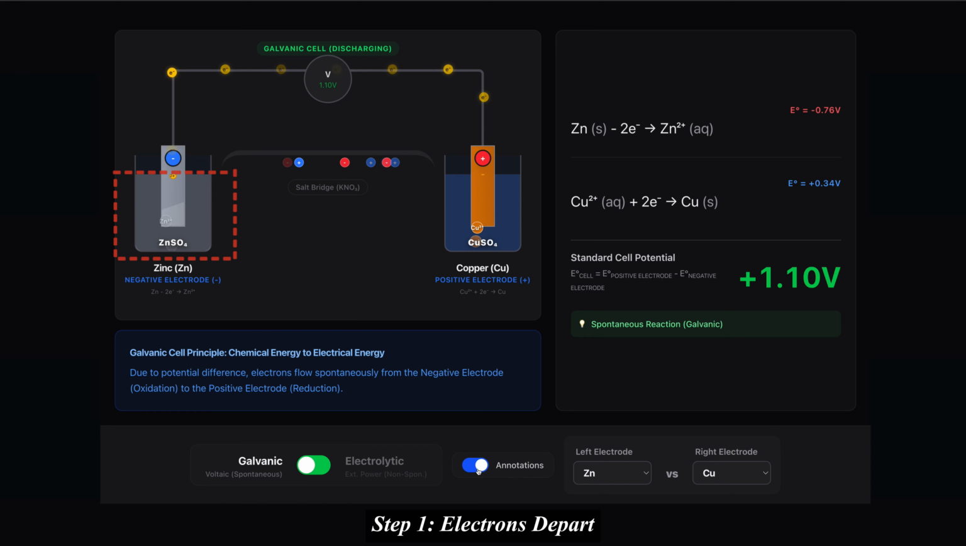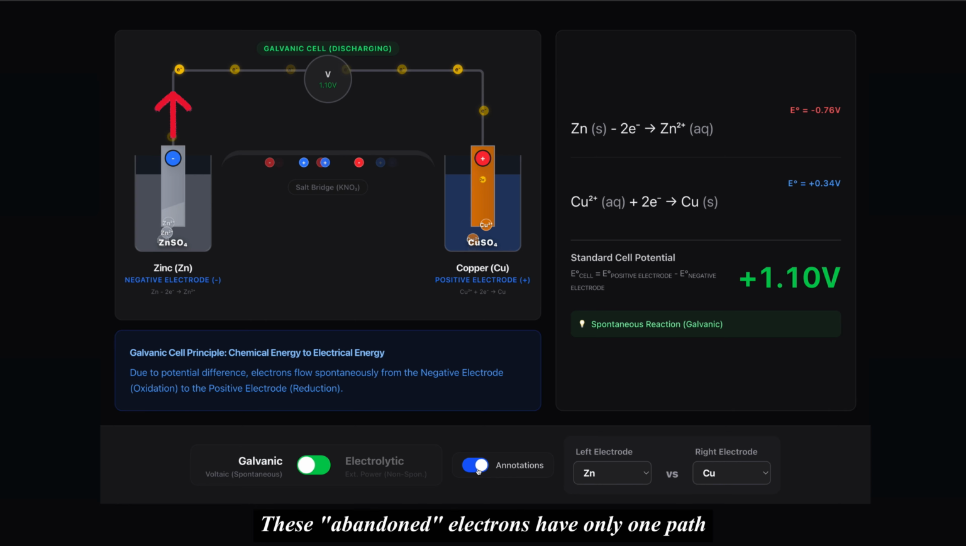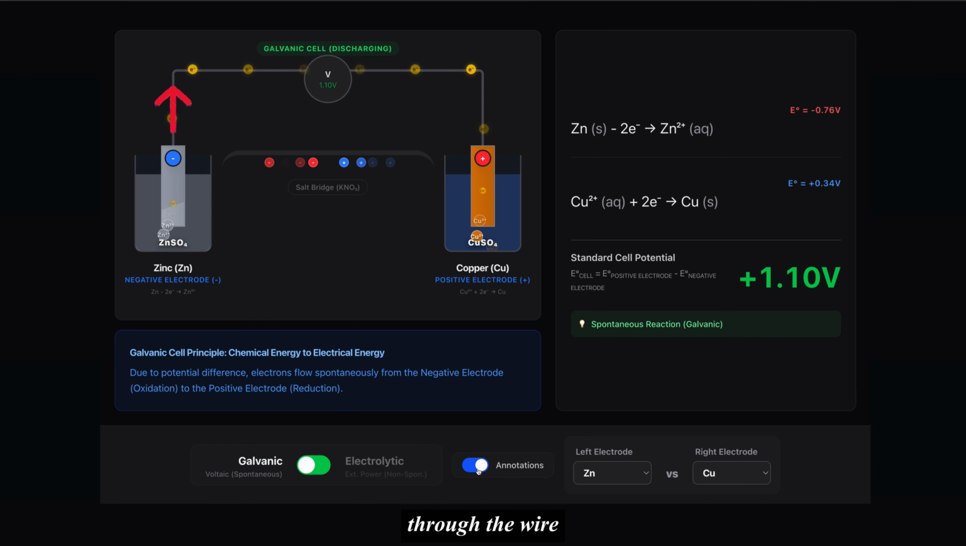Step 1, electrons depart. The active zinc atoms are eager to let go. They shed electrons, turning into zinc ions that dissolve into the water. These abandoned electrons have only one path, through the wire toward the copper electrode on the other side.